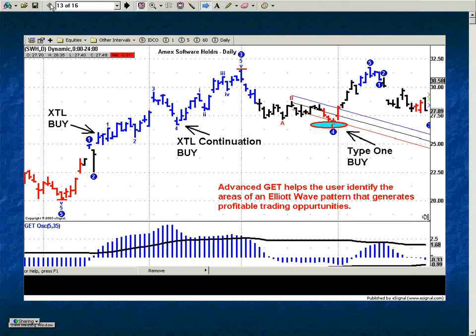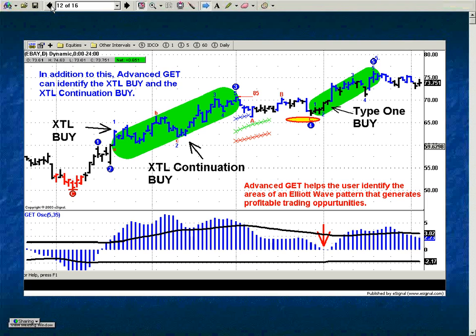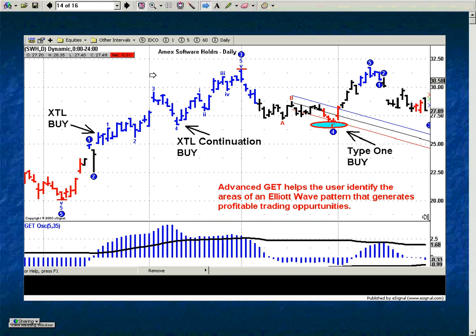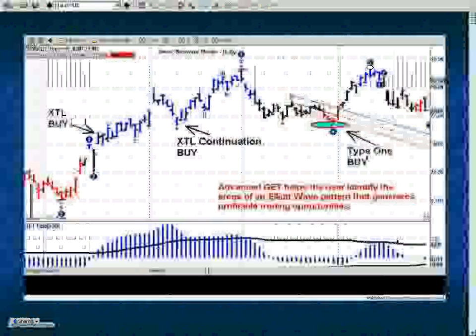These are 3 other stocks. This is eBay. This is Mercury Interactive. XTL buy, XTL continuation. See how this is blue this whole time? Wave 4 profit-taking decline. The ellipse study comes into place, triggered by a breakout of the 6-4 DMAs and a 5th wave high, pulled back to 0. Same with the software holders with this other chart. 3, 4, 5.